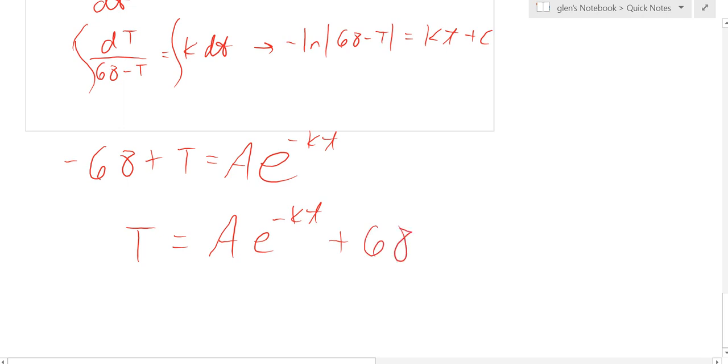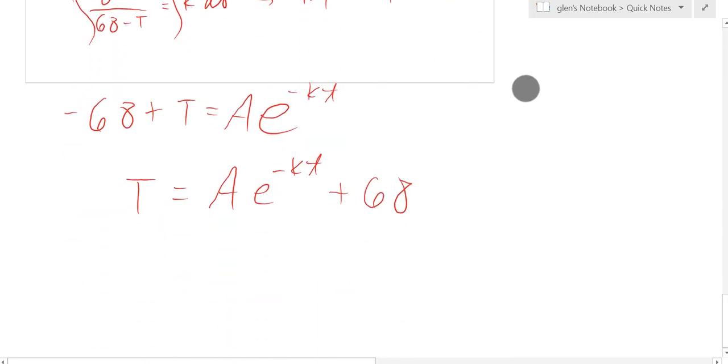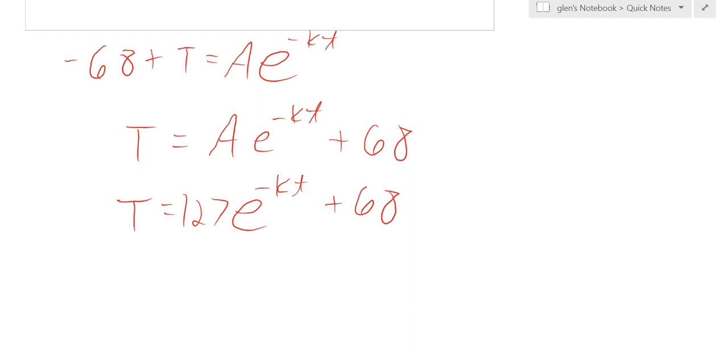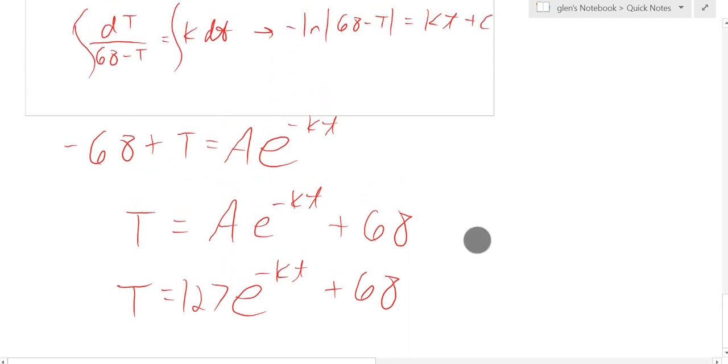Okay? And then we got to find A and K. But I gave you the initial temperature was 100 and something. What was it? 95? So when you plug in 0, you got to get back 195, which means A has to be. Any takers? 127. Cool. Because when you plug in 0, it has to equal 195. And then we're going to use the other point that we were given to find K.